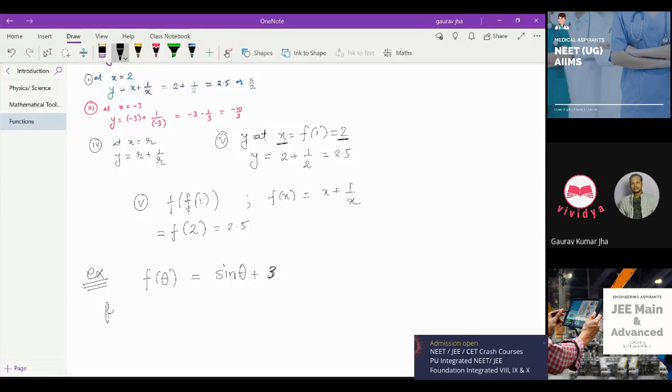Find, question number 1, f of 0. And find f of 90 degrees, something like that. Just 2 questions, no big deal. This time the function is a variable of angle.